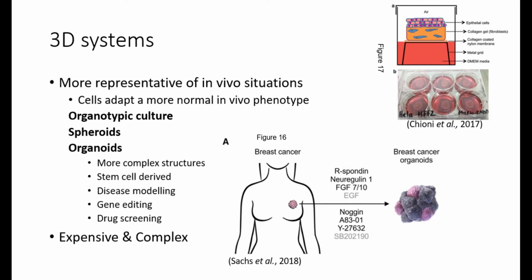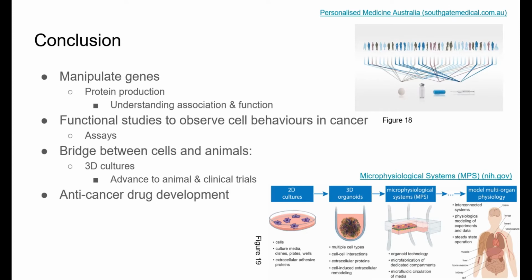The problem with this is that these are much more complex to conduct compared to 2D systems, and they're also very expensive. So in conclusion, I've spoken about how we can manipulate genes, and we can do this through various means, and this allows us to see what effect it has within a cell, a tissue, or an organ, and we can observe those changes using functional assays. I've talked a bit about 2D cultures and how the production of 3D cultures is useful because they're more representative of the in vivo situation.